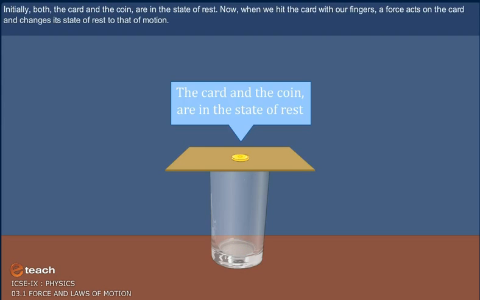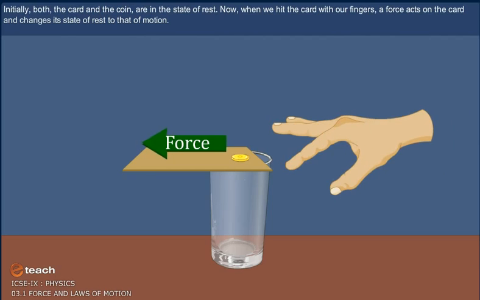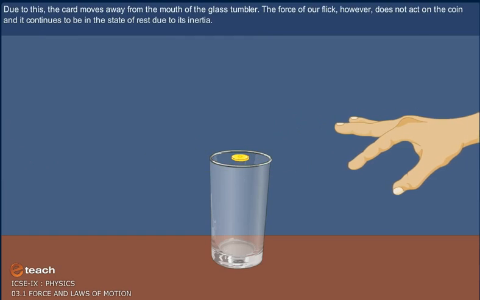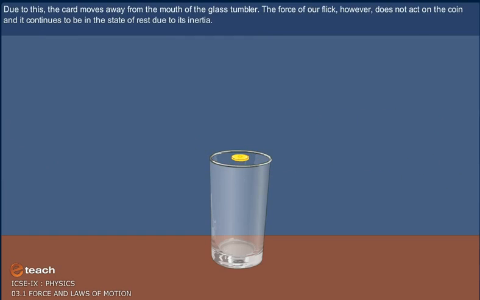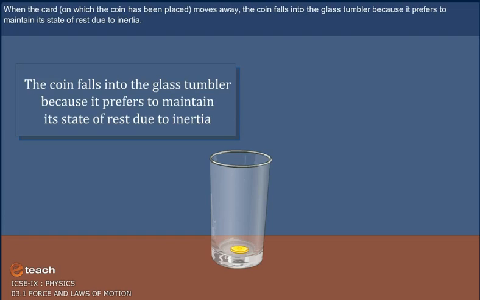Initially, both the card and the coin are in a state of rest. Now, when we hit the card with our fingers, a force acts on the card and changes its state of rest to that of motion. Due to this, the card moves away from the mouth of the glass tumbler. A force of a flick, however, does not act on the coin, which continues to be in the state of rest due to its inertia. And when the card on which the coin has been placed moves away, the coin falls into the glass tumbler because it prefers to maintain its state of rest due to inertia.